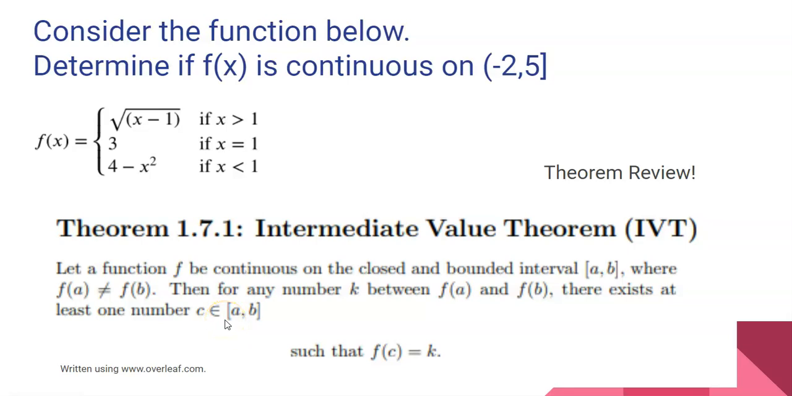This is the third video in a series of videos explaining the discontinuity of the piecewise function in this line. So this is the piecewise function. In the second video, we checked the continuity at the interval boundaries. We have ensured that the function is continuous at the left boundary a equals -2 and at the right boundary b equals 5.